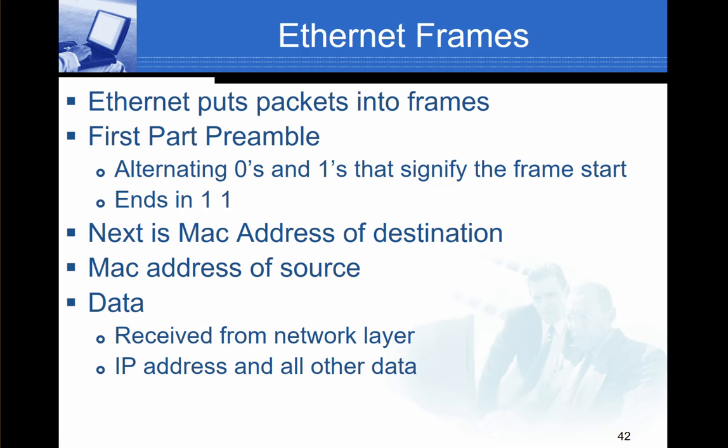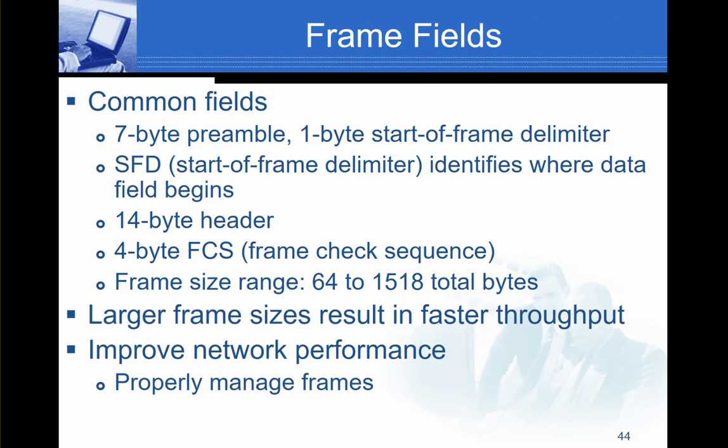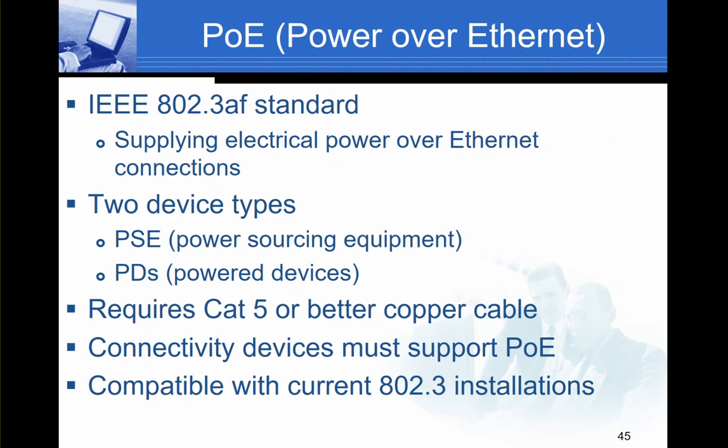Next is the MAC address of destination, and the next is the MAC address of source, and then data. And the last part of the frame is an algorithm that generates a number to do a check, a cyclic redundancy check. If it does not come out correctly, then we know that data has been corrupted. So now you have the common fields in here, which are in the video, so I'm not going to go over them one by one. You can take a look at that and the different types of standards that are in here.